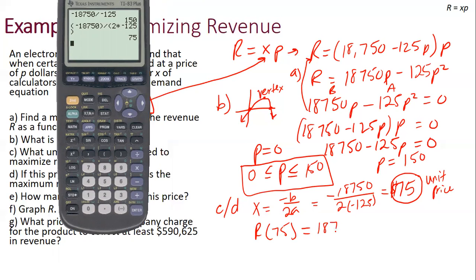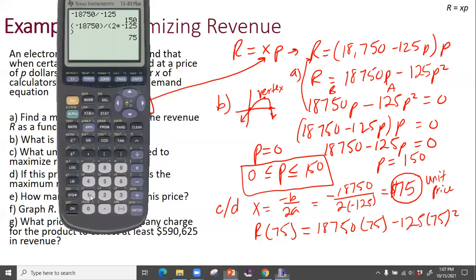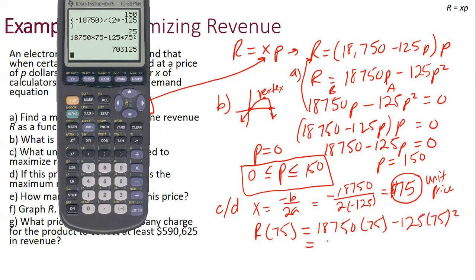And that's going to give me 18,750 times 75 minus 125 times 75 squared. I'm going to go back over here to my handy dandy calculator. I have 18,750 times 75 minus 125 times 75 squared. So how much money would they make? They would make $703,125. Imagine making all that from selling calculators.